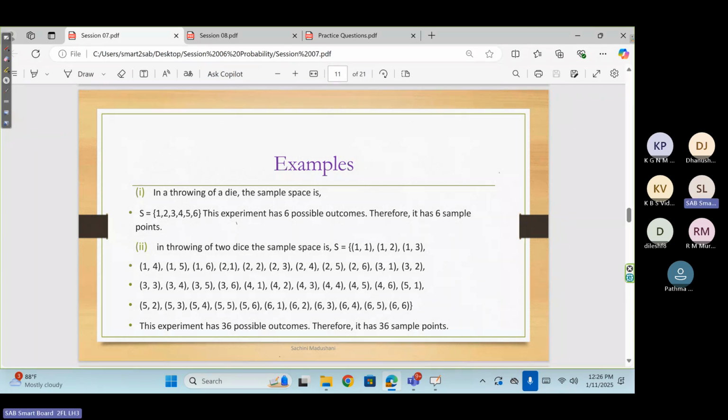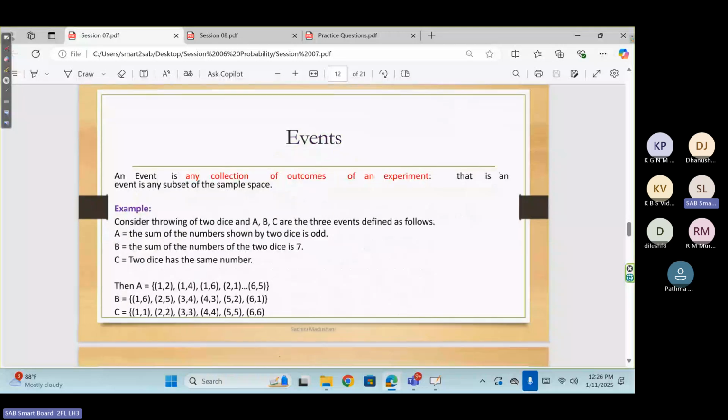Then we move into the events. An event means any collection of the possible outcomes. We take rolling a die, where we can write the sample space as the numbers 1 to 6. Then we take a collection of outcomes in here, and we say it's an event.